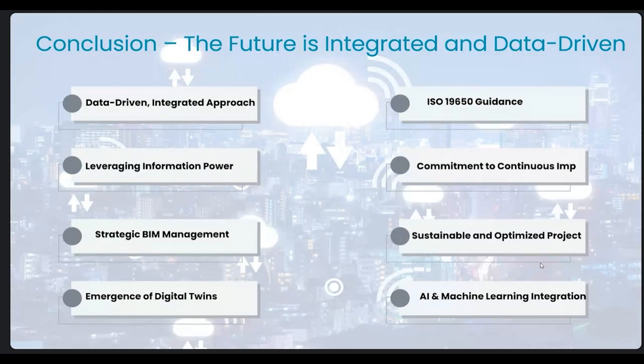Then leveraging the information power. What information are we generating? The data should be used effectively and consistently for multiple uses. It may be the digital twin, it may be facility management, it may be some other approach. Then the commitment to continuous improvement. These are key points only. I'm suggesting strategic BIM management: you should have strategic planning and a roadmap defined for managing the BIM data.